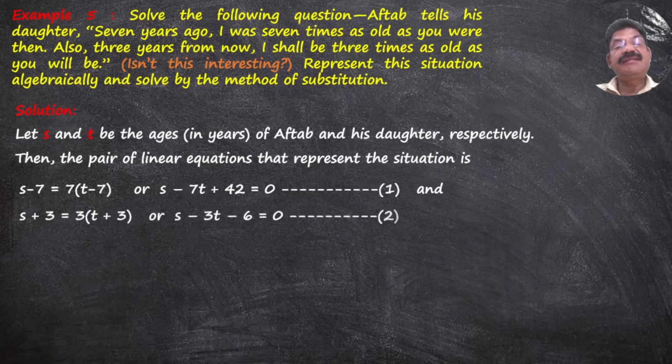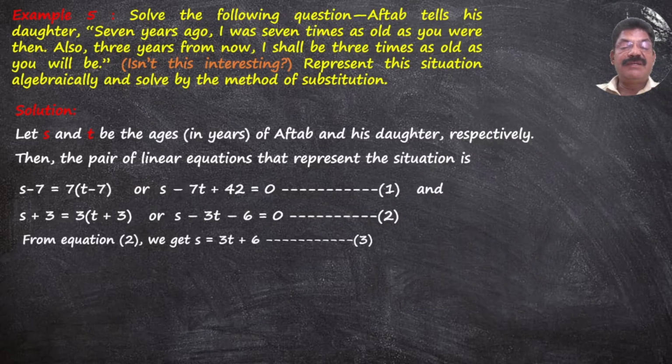And 3 years hence, that means after 3 years, Aftab's age will be s plus 3 and his daughter's age will be t plus 3. What is the relationship? s plus 3 is equal to 3 times (t plus 3). When you simplify, you get s minus 3t minus 6 is equal to 0, and you call this equation 2. Now you have to find the value of one variable.